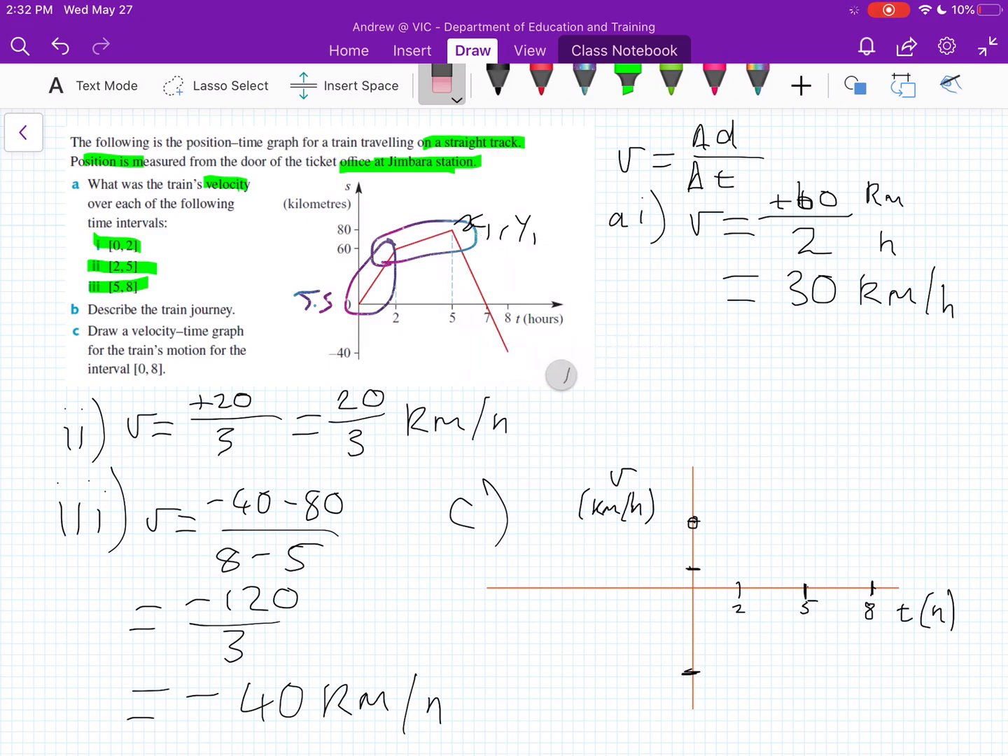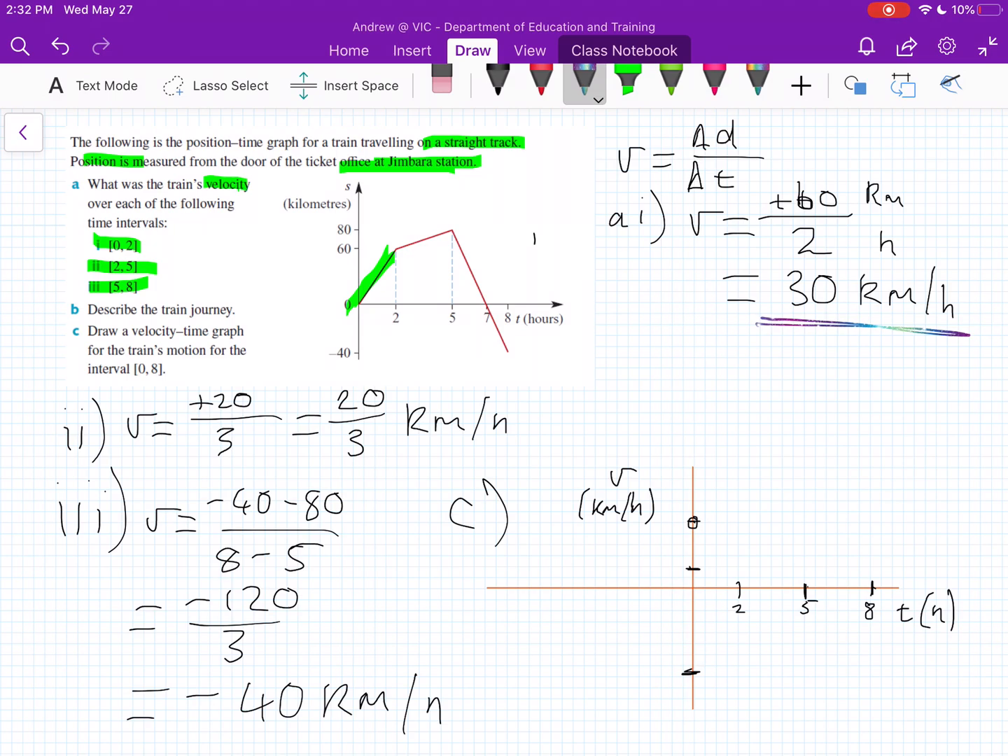Then we'll get into B, and I'll explain this through the graph, so make sure you're listening well and follow along. First, describe the train journey. We'll look at this first little section here. They start at Jimbara station, and then they travel at 30 kilometers an hour for 2 hours, as we worked out in the first part of our question.